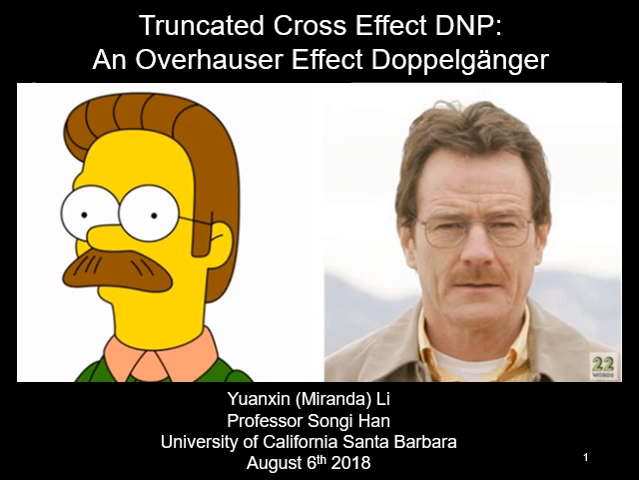Today I'm going to talk about our recent publication in JPCL, "Truncated Cross Effect Dynamic Nuclear Polarization, and Overhauser Effect Doppelganger." Just like Ned from The Simpsons and Walter from Breaking Bad, we observed a DNP mechanism that mimics all the features of the Overhauser effect, but it's actually a truncated cross effect. I'll explain in my talk how we solved this puzzle.